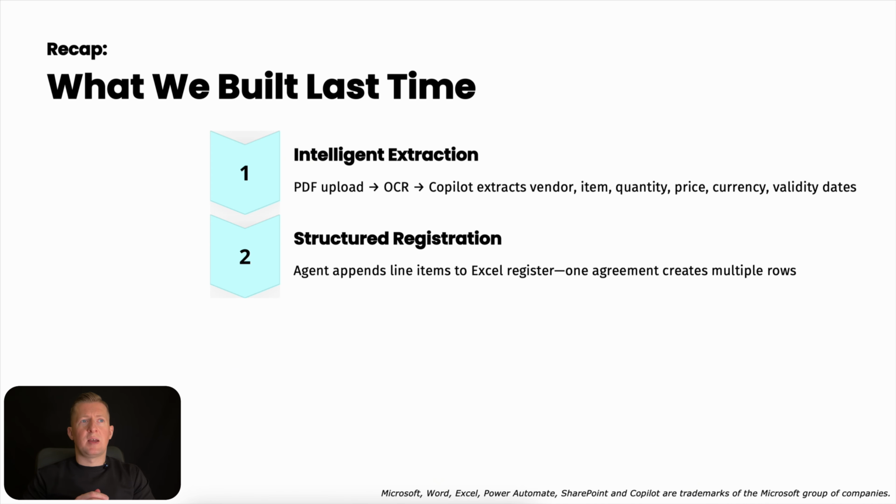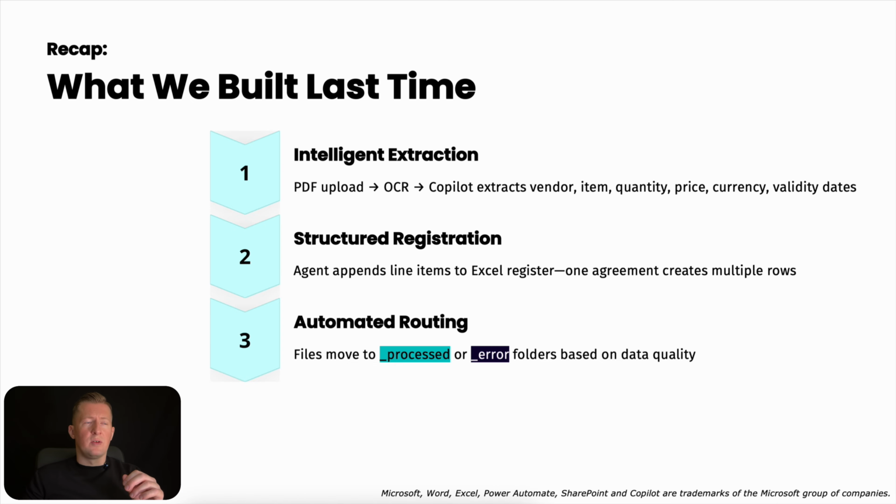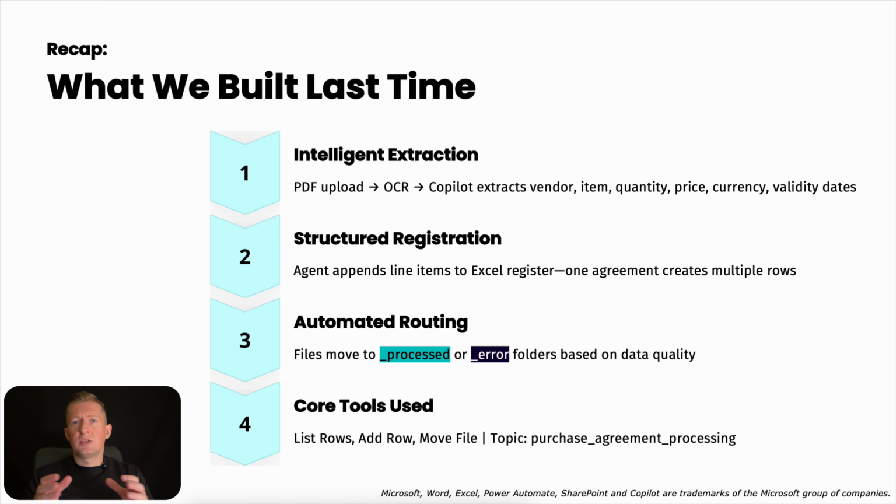This means that files that were successful were moved to a processed folder. The ones having missing data, for example, the validity dates were missing in two of them, were moved to the error folders. The core tools that were used are the list rows action, add row, move file, SharePoint and online Excel actions. And we created a dedicated topic within Microsoft Copilot Studio called Purchase Agreement Processing that handled this flow.